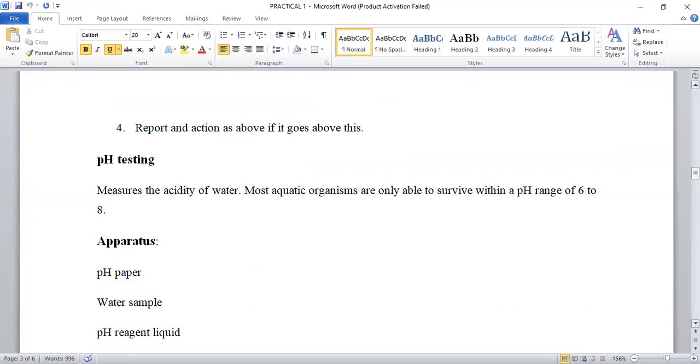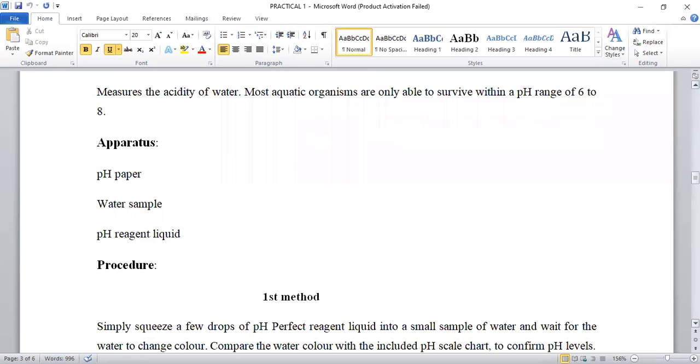The second test of water quality is pH testing. In pH testing, we measure the acidity and the basicity of the water. Most aquatic organisms are only able to survive within a pH range of 6 to 8. The apparatus for this pH testing is pH paper, a water sample, and pH reagent liquid.